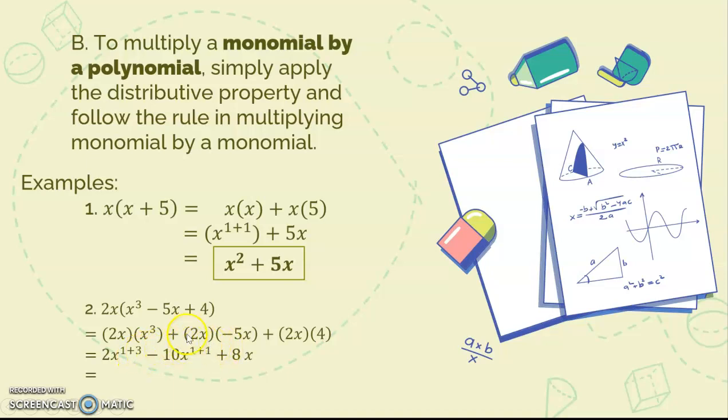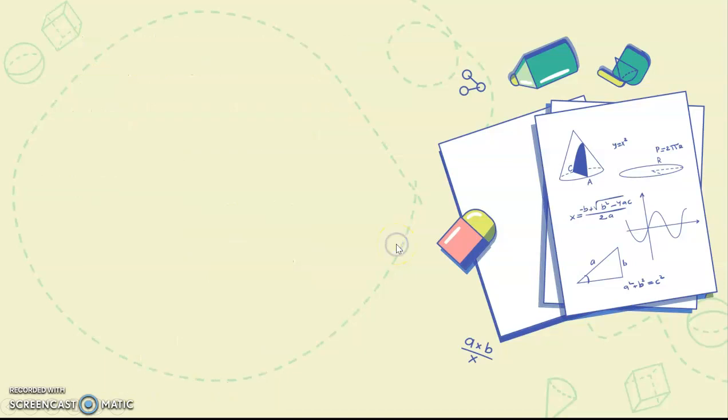Next term, we have 2 times negative 5. Unlike signs, so it should be negative 10. Then copy variable x, add exponents. Since there is no exponent, it is understood to be 1. So, 1 plus 1. Next, 2x times 4. 2 times 4 is 8. Copy variable x. So, for our final answer, we have 2x, 1 plus 3, 4, minus 10x, 1 plus 1, 2, plus 8x. So, we have 2x to the 4th minus 10x squared plus 8x.